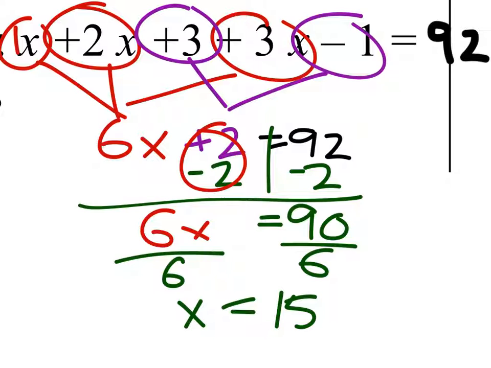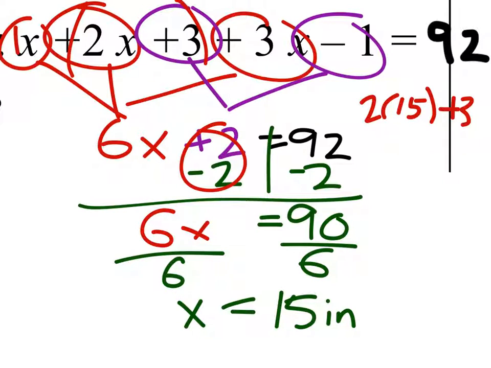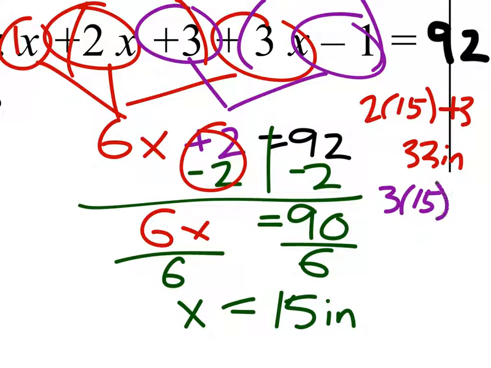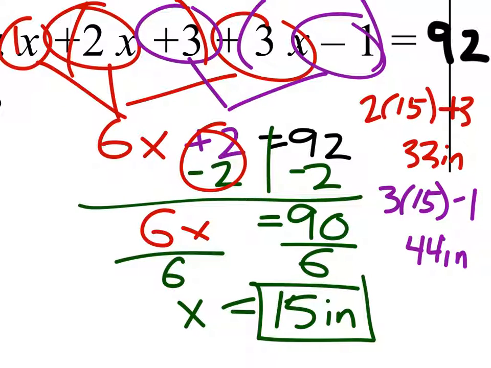And that was in inches, so we'll need to label that. So this was for the purples. Let's figure it out for the reds, which was 2x plus a 3. So 2 times 15 plus a 3, bam. That would be 33 inches. And then we had the greens, right, which was 3x minus a 1. So that's 3 times 15 minus a 1, which is 44 inches. Well, we just need to write these in words now for the sentences above.